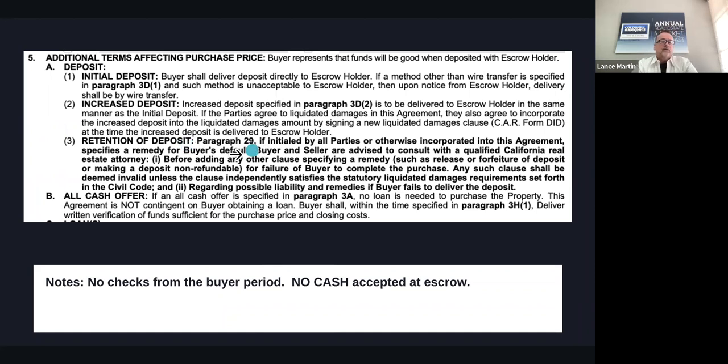Paragraph 29 is referred to as the liquidated damages clause, which is just a fancy term for saying the buyer and the seller are agreeing in advance what happens if there's a dispute over the deposit.